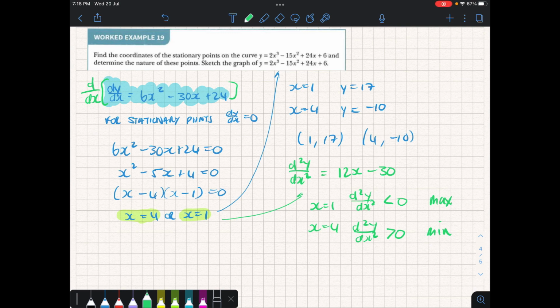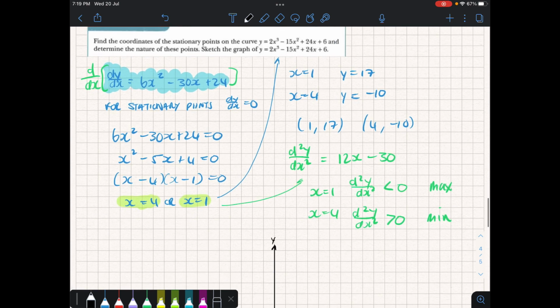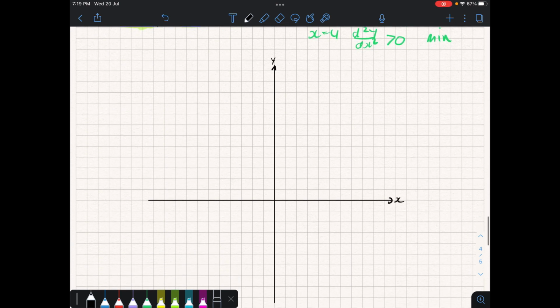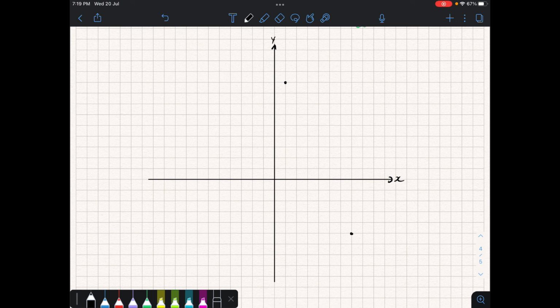So with that, we are now able to sketch the graph. We had (1, 17) and (4, negative 10). So maybe (1, 17) is here, and (4, negative 10) is down there. And we have a y-intercept of 6, which could be here. And so our graph must be rising because the first point is a maximum point. And then we have a minimum point, and then we're back through there.